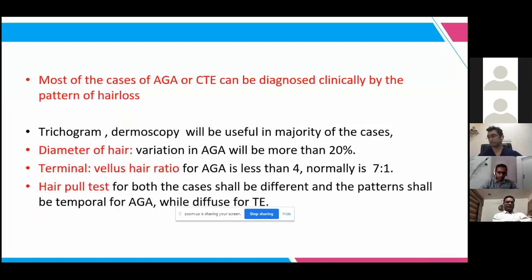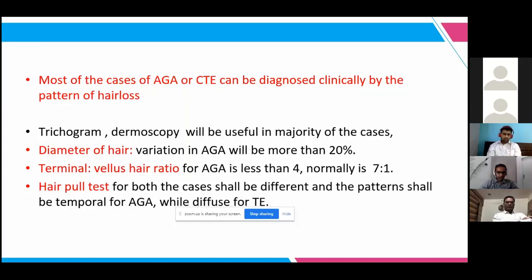Okay. What Dr. Anand has told is that most of the cases we can diagnose clinically. That is one important thing. And trichogram, dermoscopy, and hair pull test will help us. He was telling about variations in diameter of the hair. If it is more than 20%, it goes toward AGA. And if you see the terminal to vellus hair ratio is less than 4, normally it is 8:1 or 7:1. But if the ratio is less than 1, then we should think of AGA.